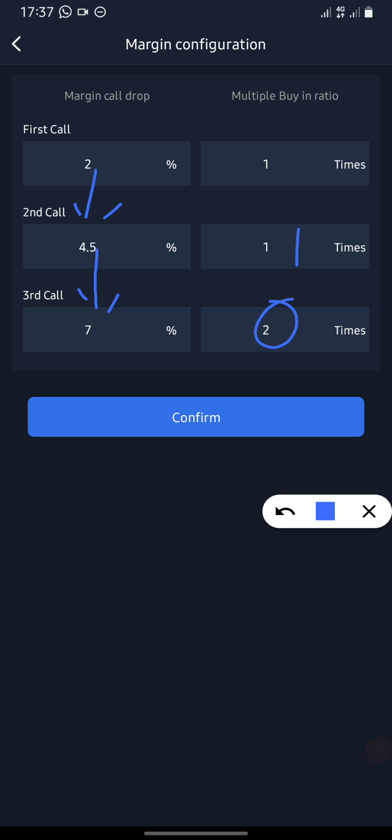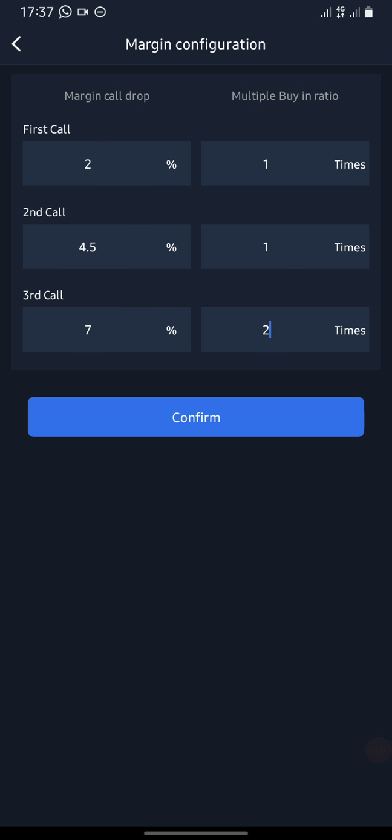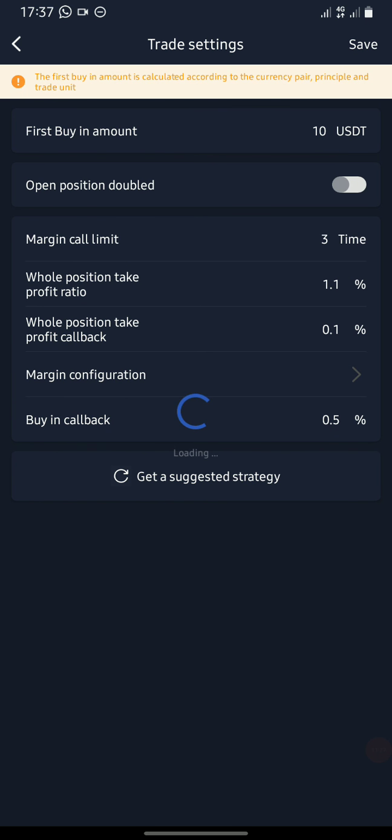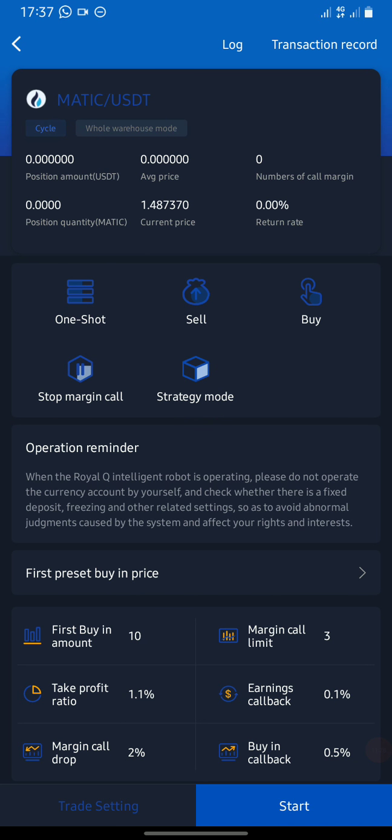Now let's calculate: 2 here plus 4.5, that is 6.5, plus another 7, that is around 13.5. So that means with only $50, I can still buy 13.5% deeper into Matic coin as it is now. That is the meaning of this instruction that I am giving this robot. Then you click confirm and then you click save. Here you can see it has all changed.